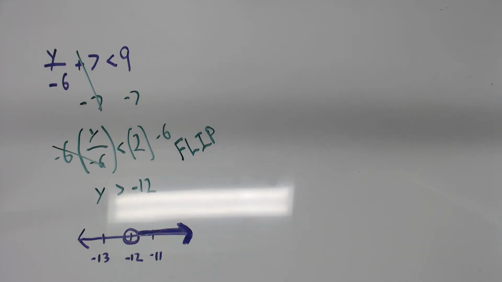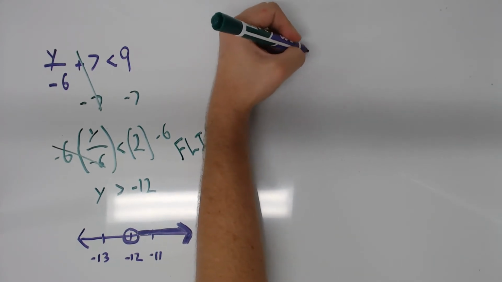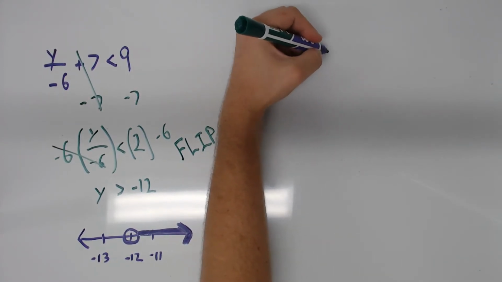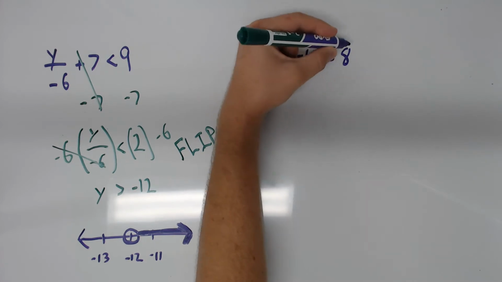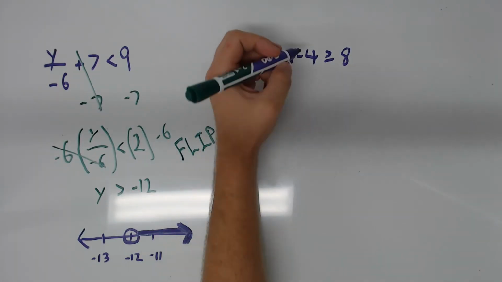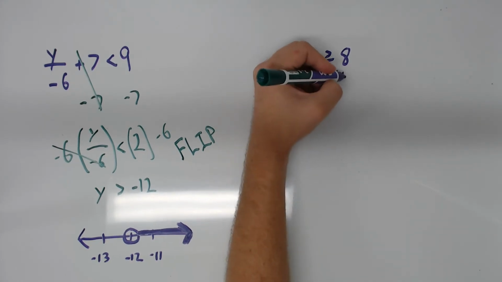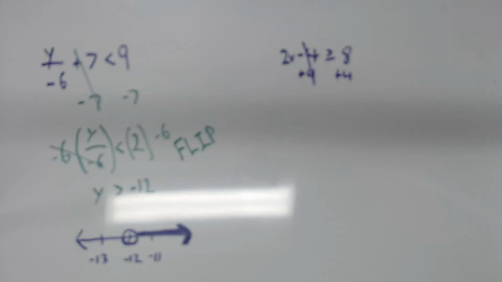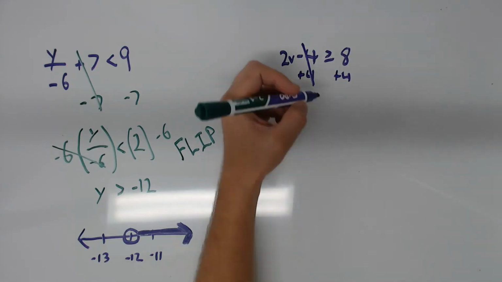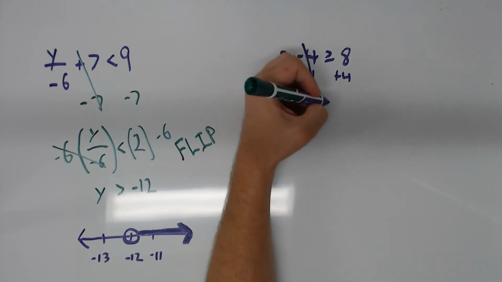I'll do one more, and we'll have a handful that we do together in class. So hop up here. Now we've got 2v minus 4 greater than or equal to 8. Some of you might be wondering why this is even a separate lesson. It's just ramping up the difficulty a tiny, tiny bit, just to get us more and more used to solving these. All the rules are really the same besides that flip step right there.